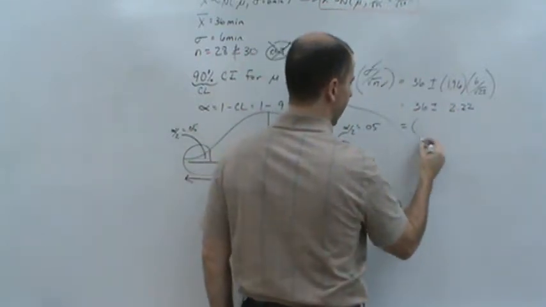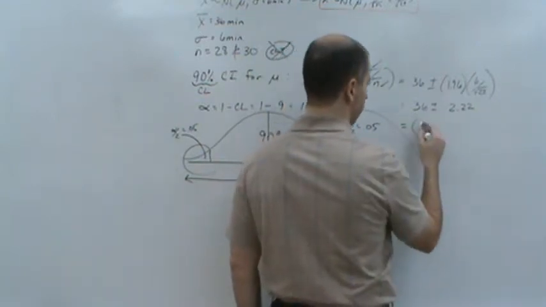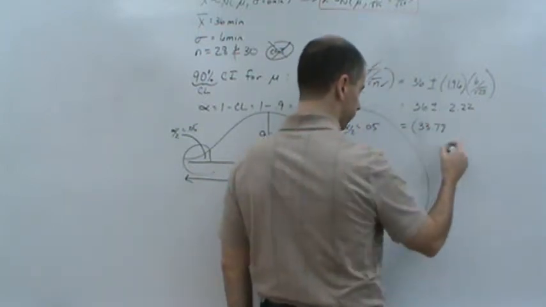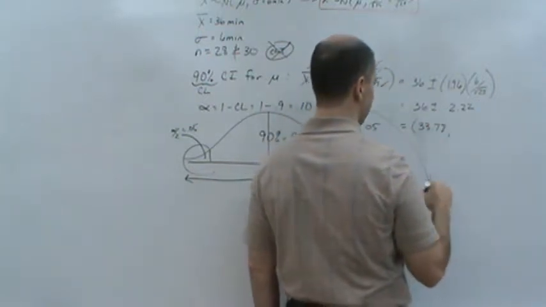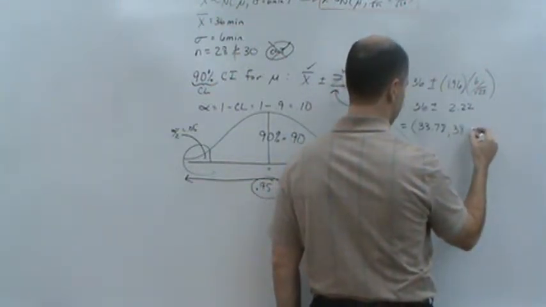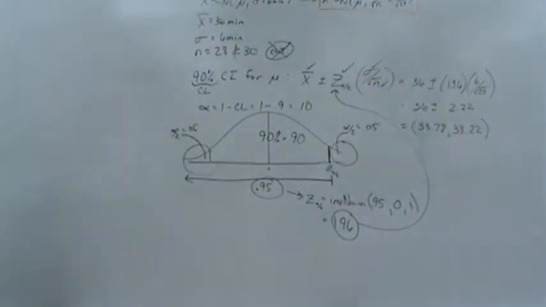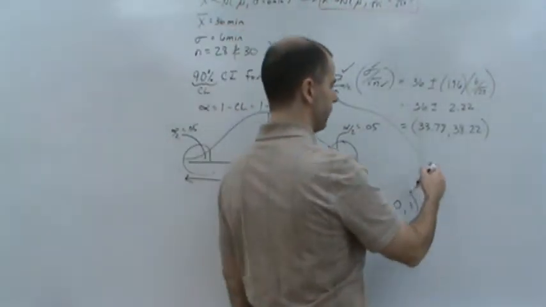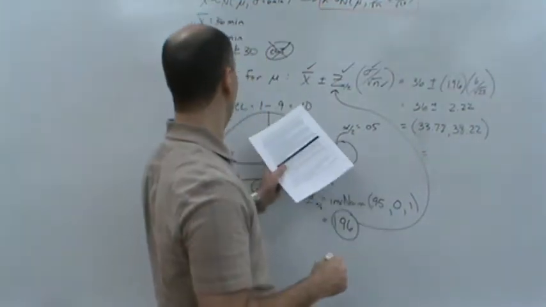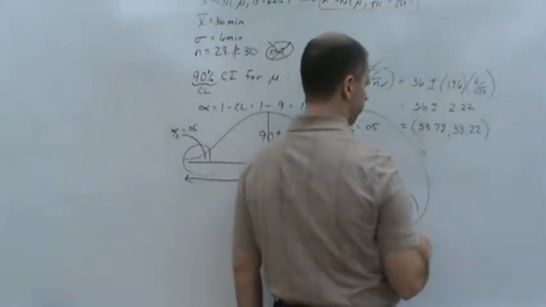So our final answer is going to be this plus or minus this. So what do we end up with? We end up with 33.78. And then we also end up with 38.22. And that is our confidence interval, okay? So if we wanted to go to the significant digits, as far as accuracy, you would only have to go out one decimal place, but that's fine. So this is your confidence interval, okay?